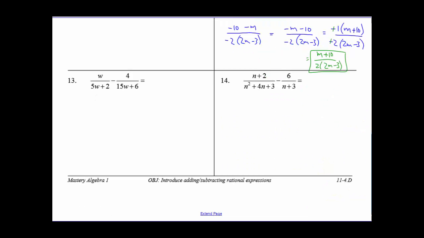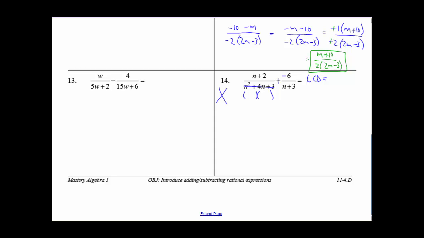All right, one more. 14, we have n plus 2 over n squared plus 4n plus 3 minus 6 over n plus 3. We need to find the lowest common denominator. I'm going to change this plus and put the negative on the 6. You may leave the minus sign. Okay, the first thing we want to do is look at this trinomial. Can we factor it to a binomial?